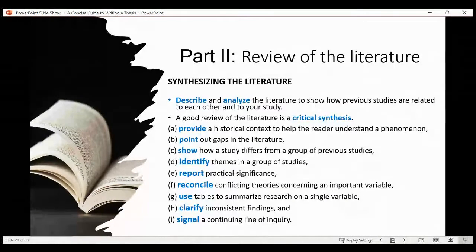How? You need to apply one of these strategies. Provide historical context to help the reader understand the phenomena, point out gaps in the literature, show how a study differs from a group of previous studies, identify themes in a group of studies, report practical significance, reconcile conflicting theories concerning an important variable, use tables to summarize research on a single variable, clarify inconsistent findings, and signal a continuing line of inquiry. That's all about the literature. I hope it is clear enough to get the core point of this chapter.